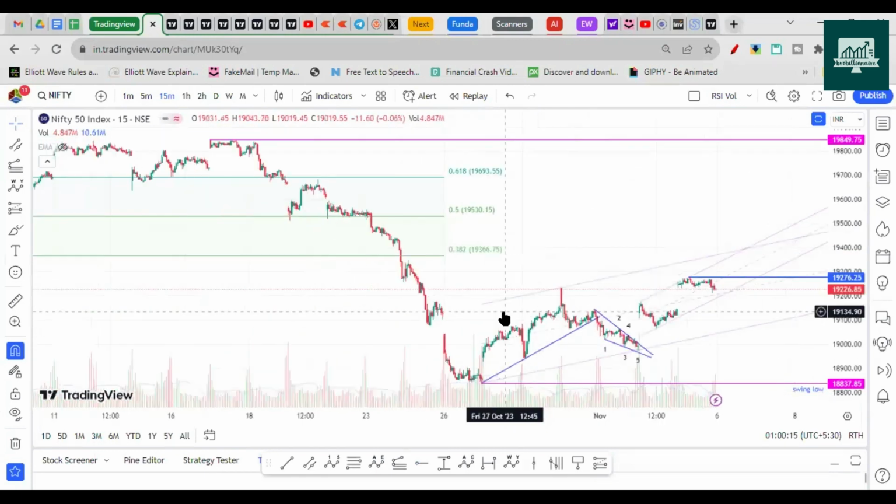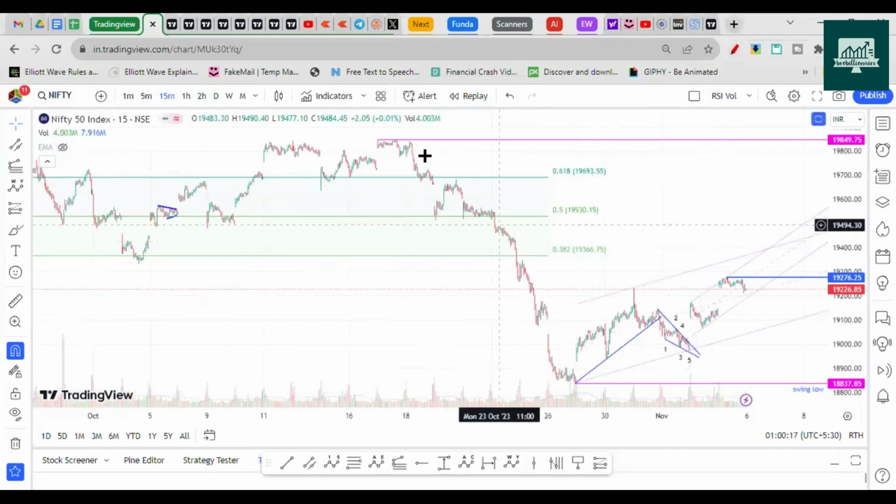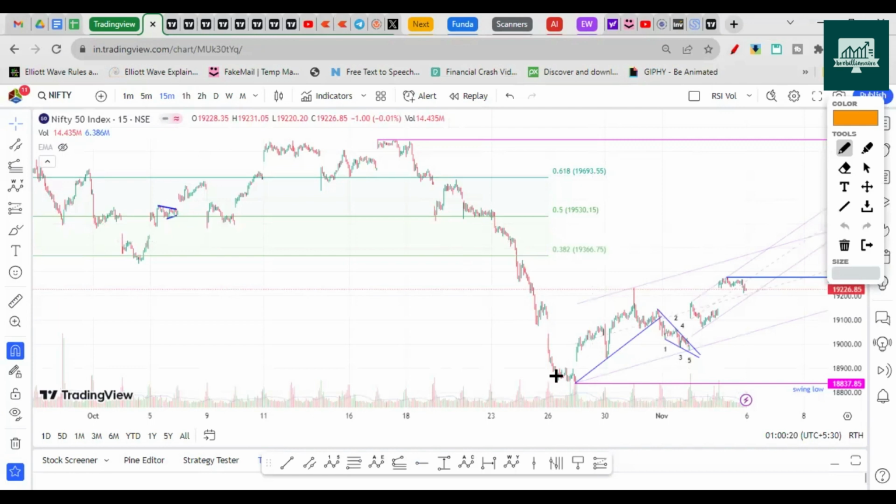So the fourth wave that we have to assume here, we cannot compare this like this one and this two, and this doesn't look to be a fourth wave. So counting the internal waves of this move is a waste of time, and considering this as a fourth wave is also a waste of time because this has retraced too much.